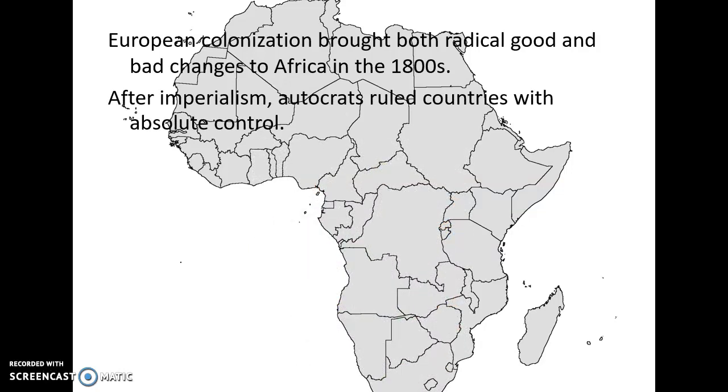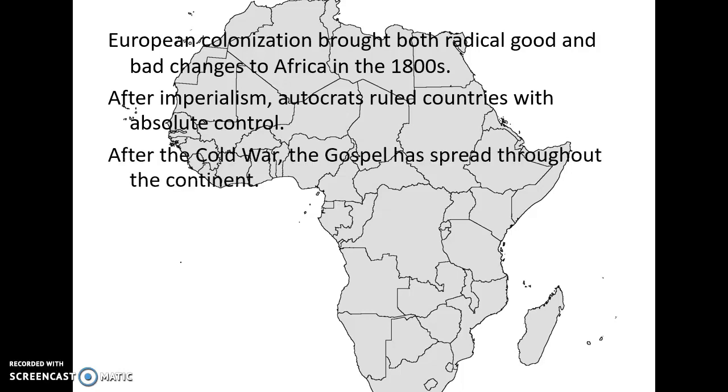After imperialism, autocrats ruled countries with absolute control. During the 1960s and 70s, Europe lost its colonies. The countries that emerged consisted of dictators who picked sides in the Cold War between the U.S. and USSR. Corruption was common on both sides. After the Cold War, the gospel has spread throughout the continent. The first country to have free and fair elections was Benin in 1991. The gospel began to prosper in this new freedom.